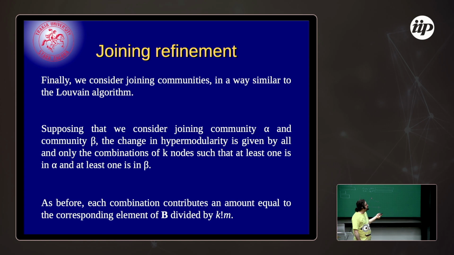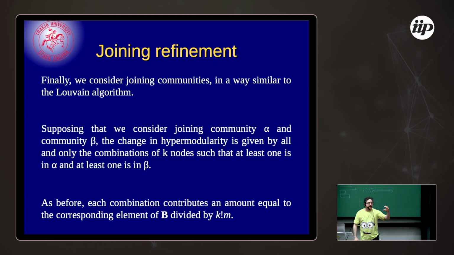So how do we do this? Again, how do we compute the change of hypermodularity? Similar to the global refinement as before, if you have alpha and beta, the two communities that you're trying to put together, you need to consider the changes that are given by all and only the sets of k different nodes, so that at least one of them was in alpha and at least one of them was in beta.